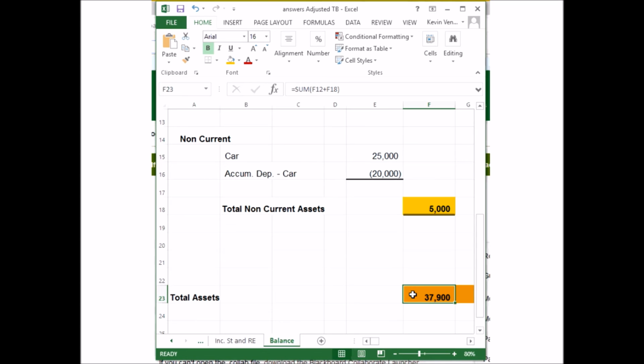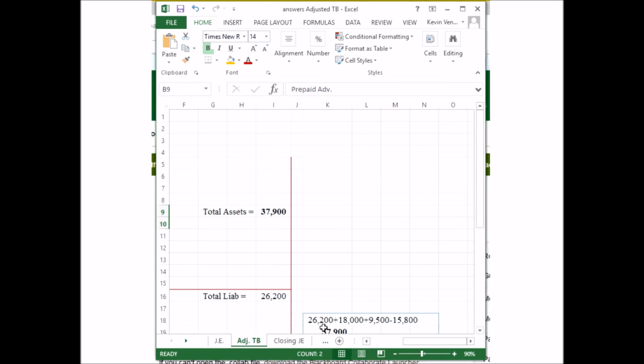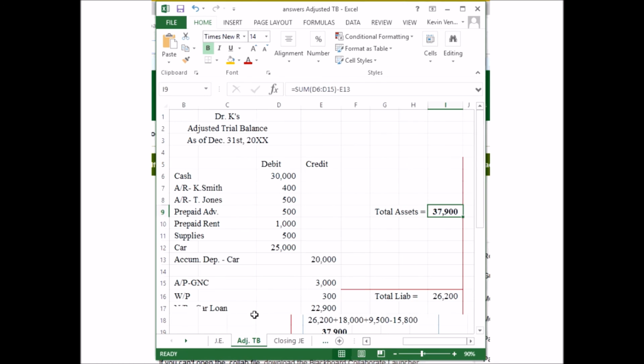That's going to become important when we look at the other side, the liabilities and the owner's equity. Do they in fact equal $37,900? That's going to be our checkpoint. The other thing is, does this dollar amount equal our adjusted trial balance? The adjusted trial balance shows total assets. Yep, sure does. $37,900.